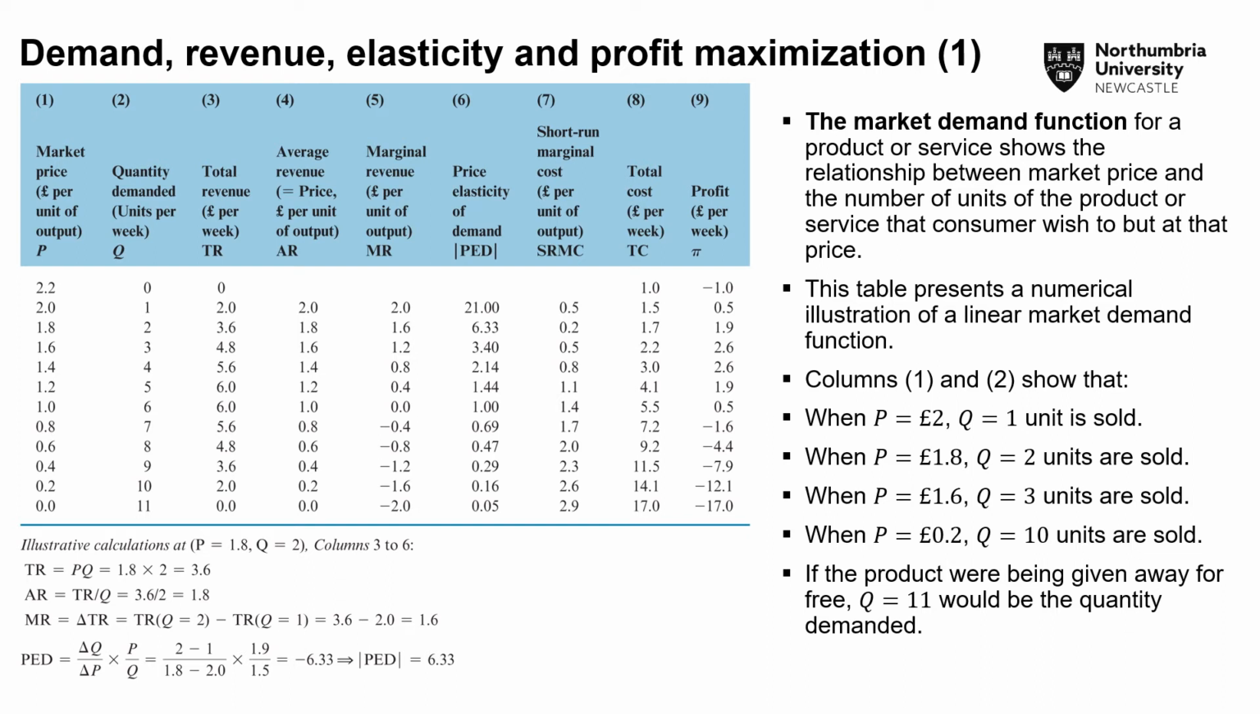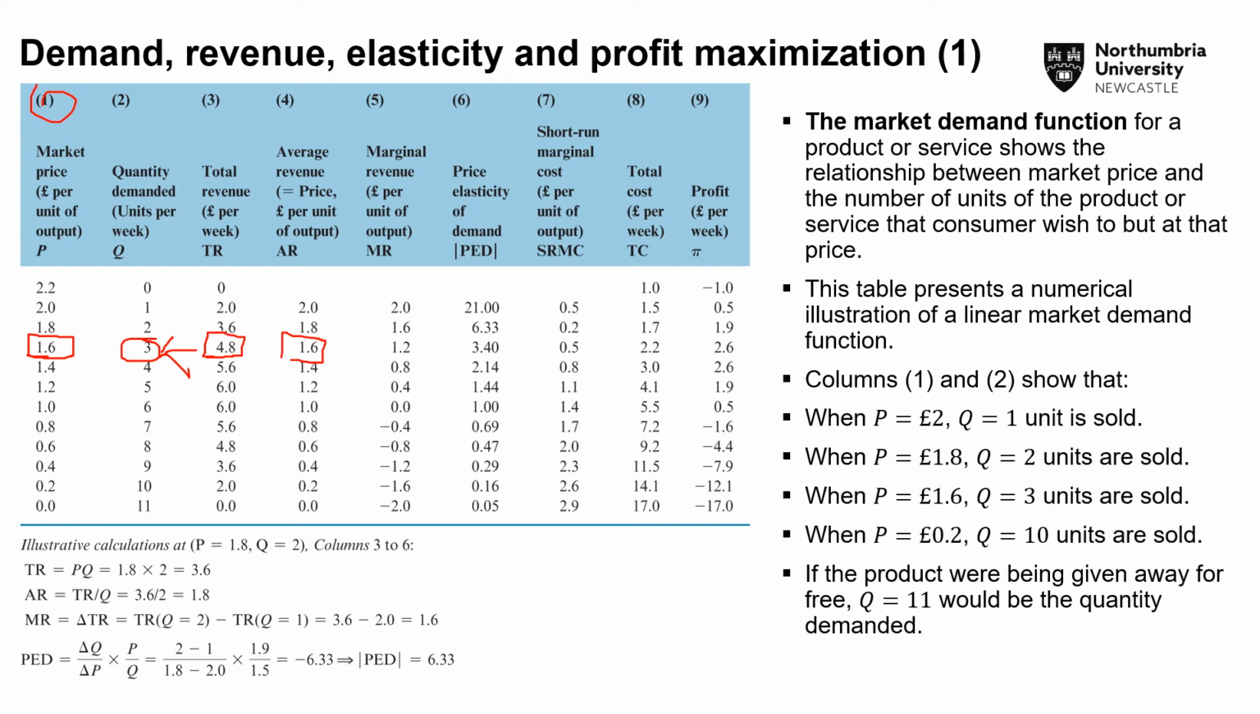So for example, what we see in column 1 is that when the price is 1.6 pounds per unit of a hypothetical good, 3 units are purchased. The corresponding total revenue is 4.8, and then the average revenue is simply the total revenue divided by the quantity demanded. So the average revenue is then 1.6, essentially the price.